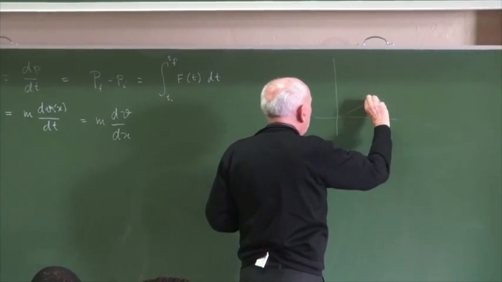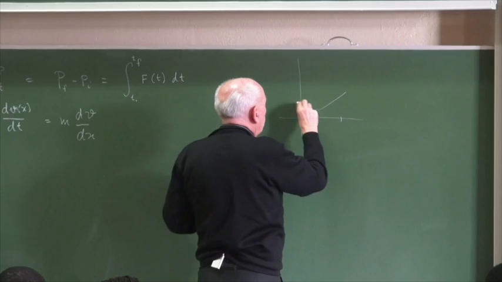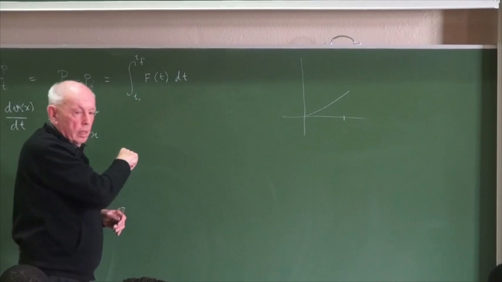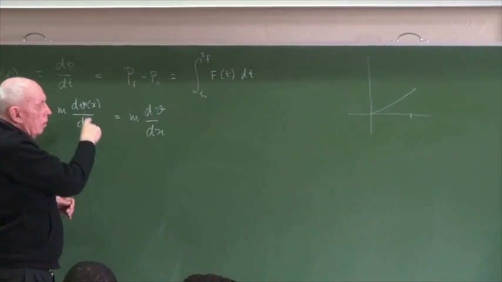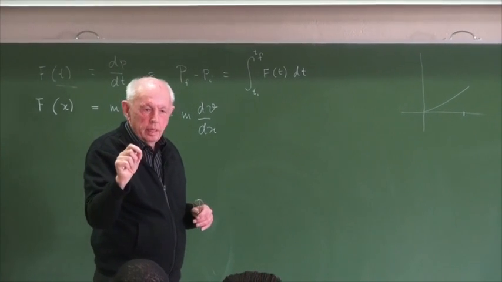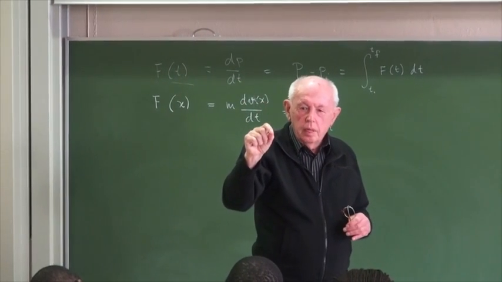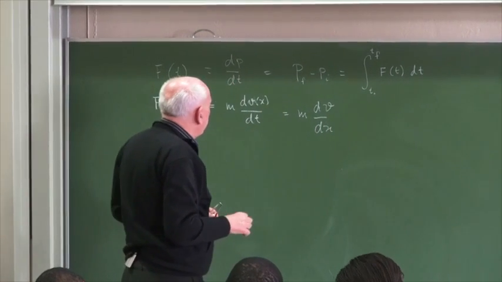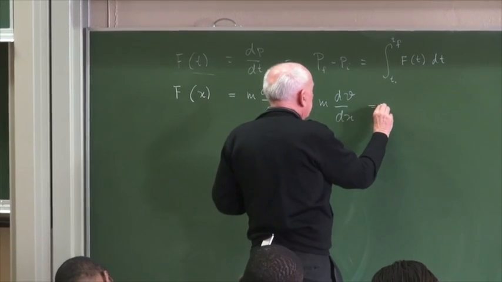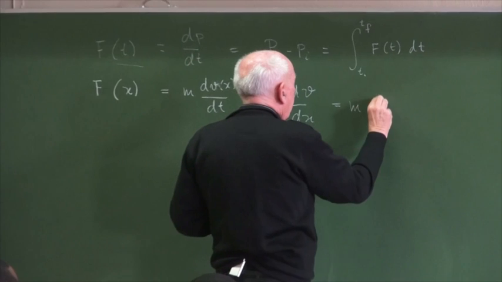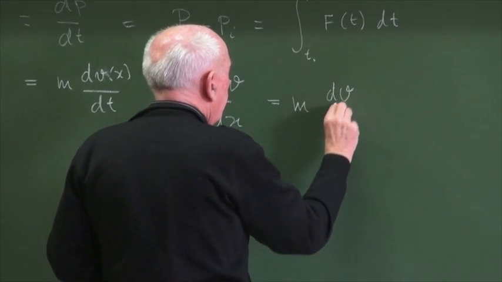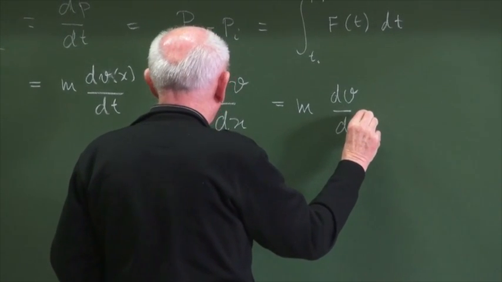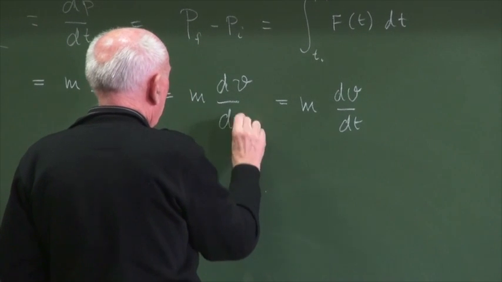We have a particle that moves. It has a position and it moves with time. So with time it moves, and that is V of x. At each time position it moves, and each position depends on time where it is, so we can now write this as m dv dt. That must be T here.